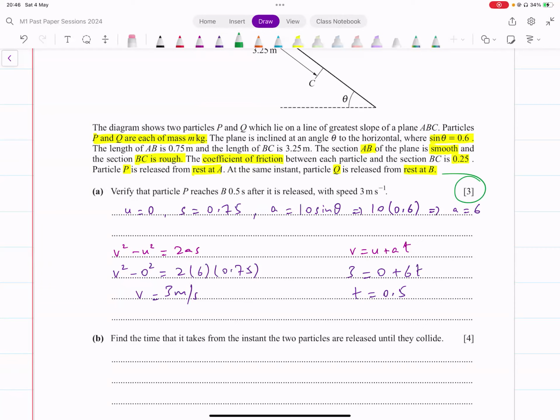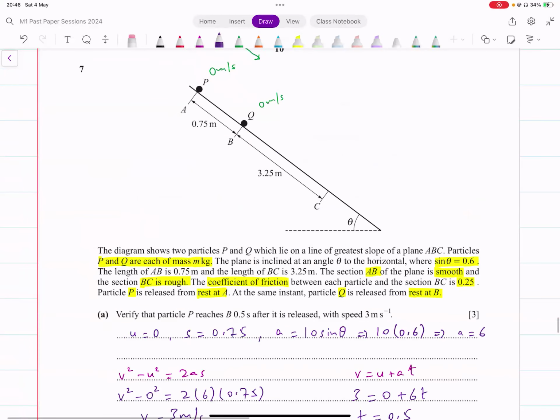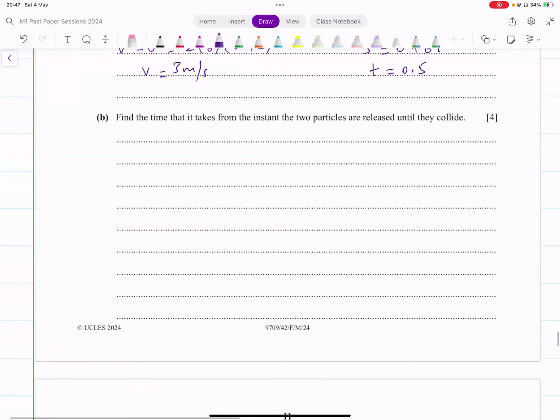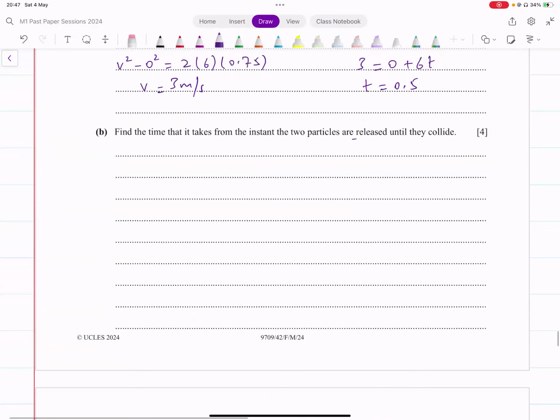Okay? All right. So whenever it's a smooth surface, remember, we have done this. Whenever it's a smooth surface and weight is the only force acting, acceleration is given by 10 sine theta. Okay? All right, now let's look at part B. It says find the time that it takes from the instant the two particles are released until they collide.